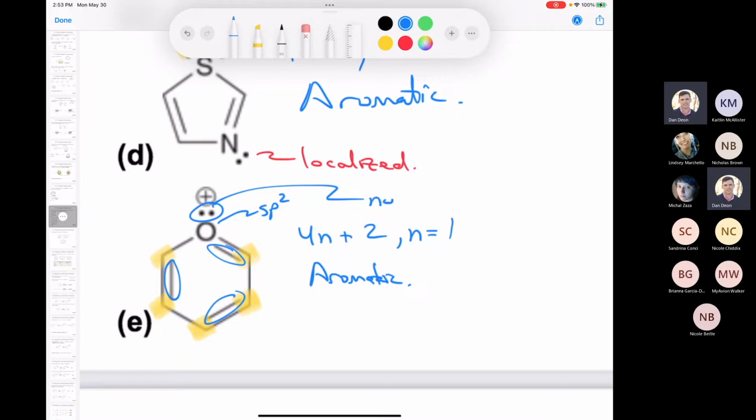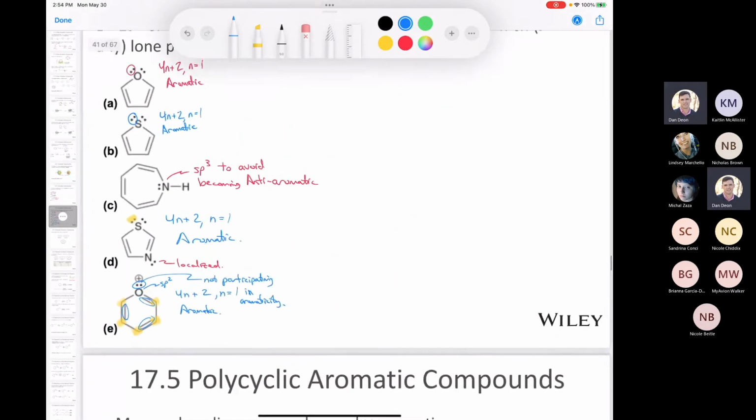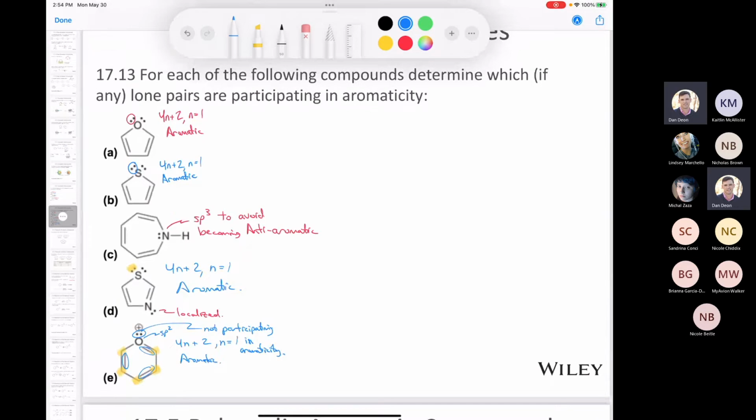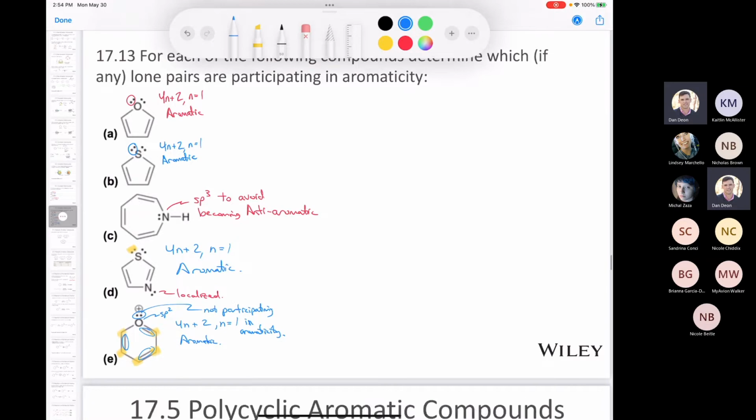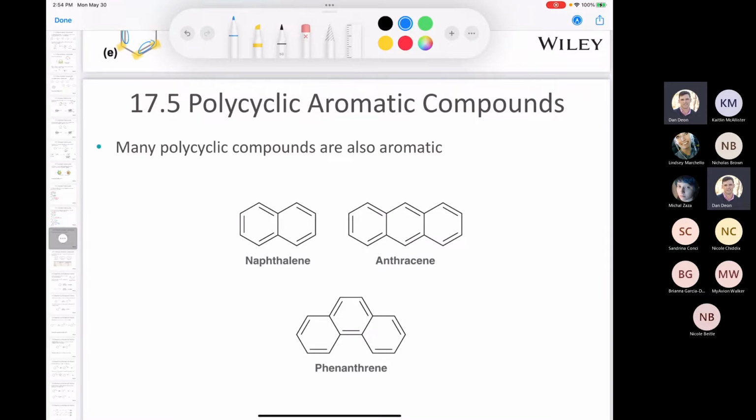but this lone pair is not participating in aromaticity. It's got nothing to do with the compound being aromatic. All right, there we go. So there's a bunch of examples. Now you're going to have to try some more examples on your own time, which is totally normal. And let's just take a look at the polycyclic aromatic compounds. There's a lot of polycyclic aromatic compounds that are also aromatic. I want you to know the names of these 3.